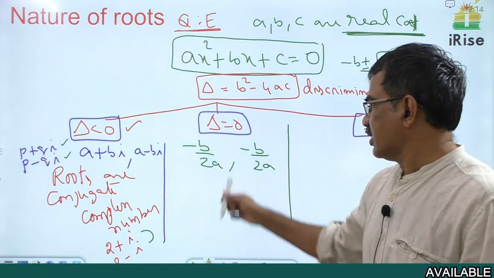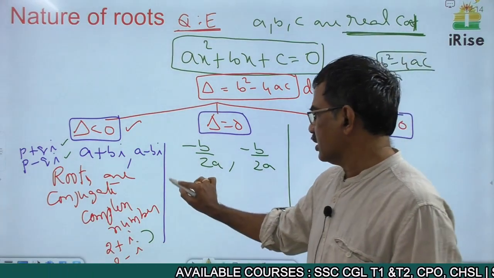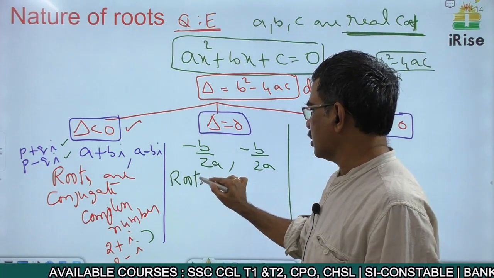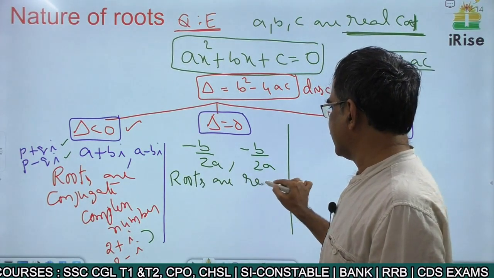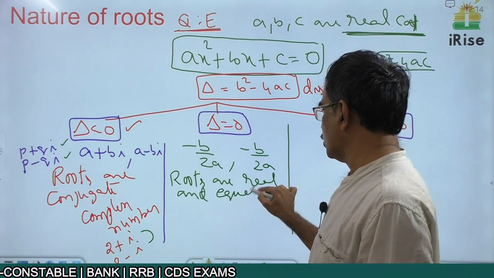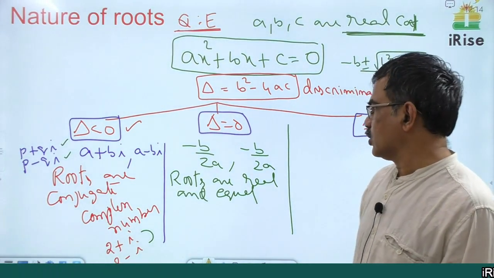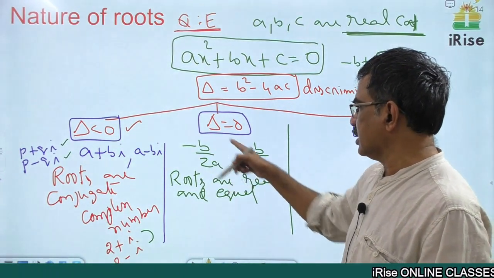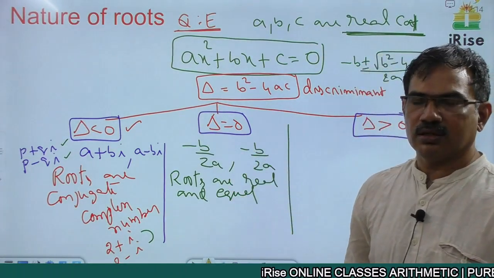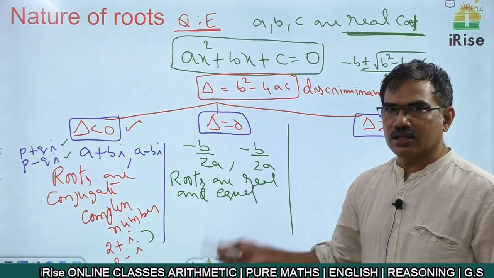So the roots are minus b by 2a, minus b by 2a, both are equal. So we say that roots are real and equal. The roots are real and equal because a is real, b is real, minus b by 2a is also real. So we say that roots are real and equal.